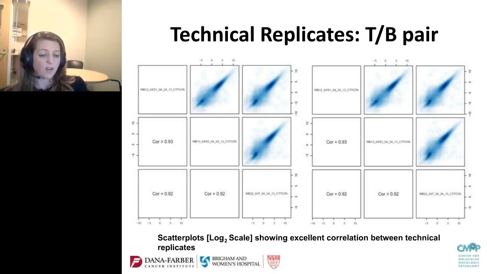For the benign pairing, we saw a fairly similar profile. Again, the correlation coefficients were ranging between 0.2 and 0.3. All of these scatter plots were log base 2 scaled, and there was excellent correlation between our technical replicates.